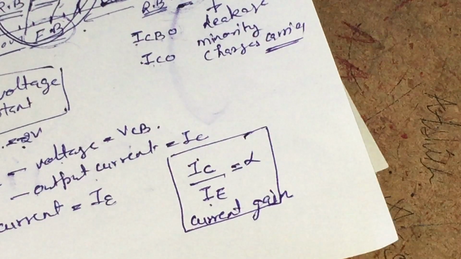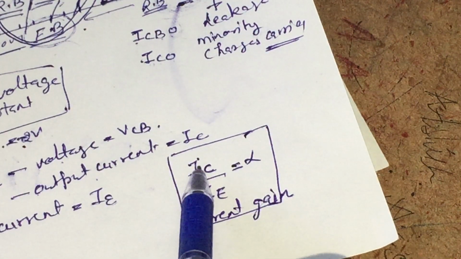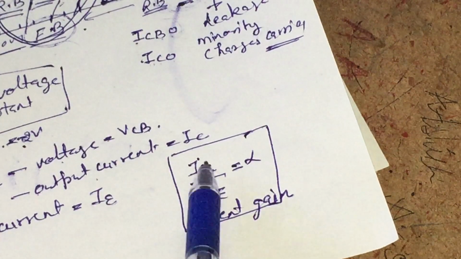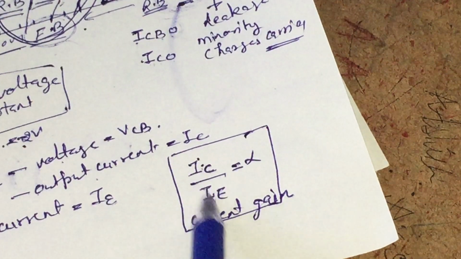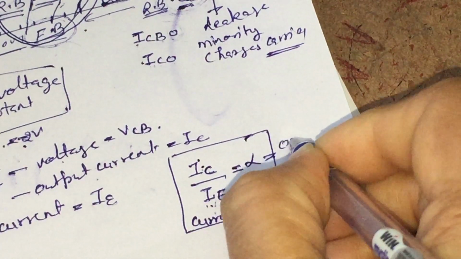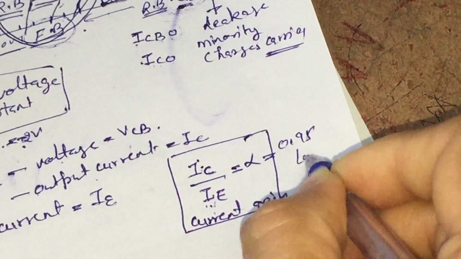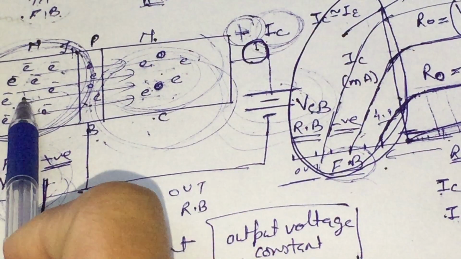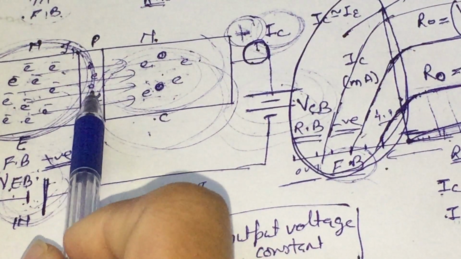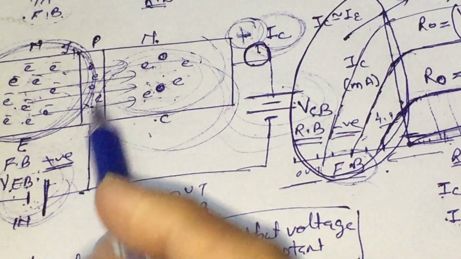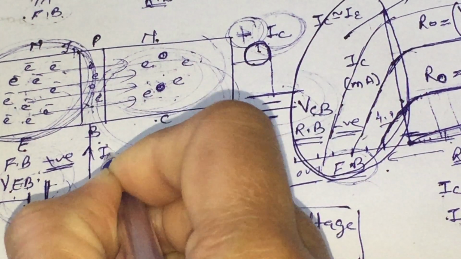And in common base configuration, as you know, IC is approximately equal to IE, but as it is smaller than IE, alpha comes out to be 0.95 to 0.99, because out of 100 electrons, 4 or 5 electrons are going to recombine in the base region to provide the base current.